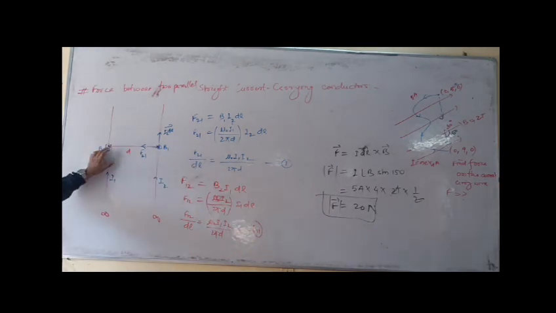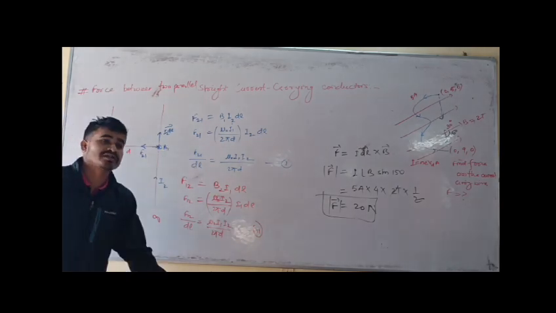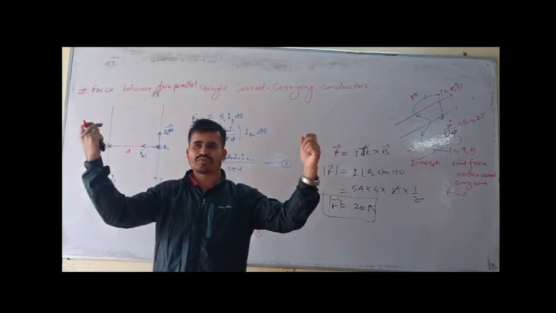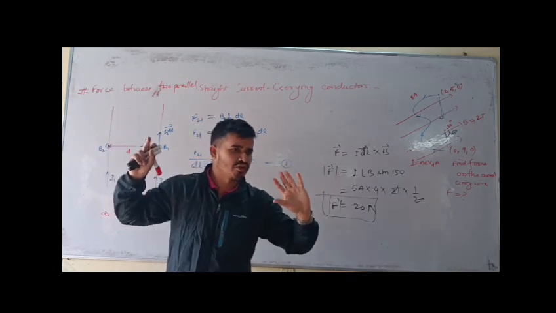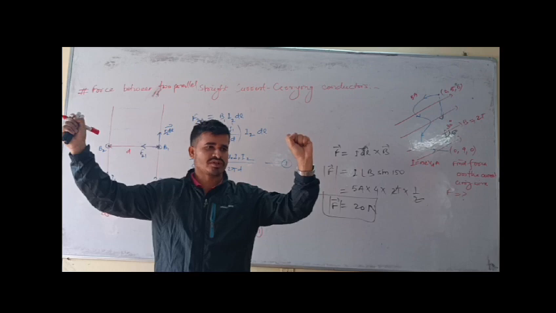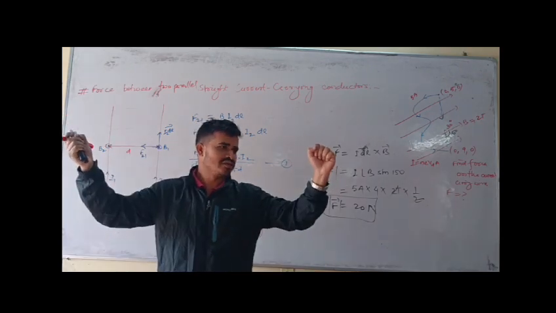Force per unit length on this wire will be the same, just like two charges. The charge on this one or this one, both will have the same magnitude, irrespective of the magnitude of the charge. If this is 2 coulomb and this is 4 coulomb, which will have more force? Same force.